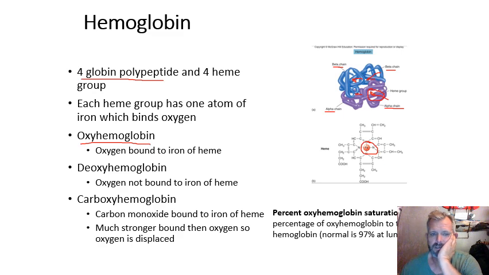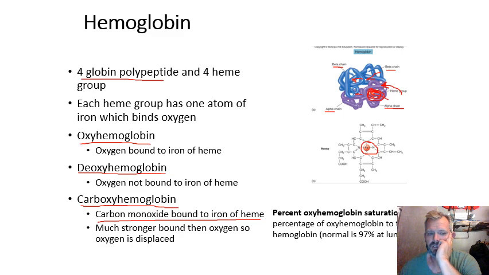And when it's not bound, it's called deoxyhemoglobin. Right? And there's another one called carboxyhemoglobin. This is when carbon monoxide, we'll see, can bind to this heme group. We will also see that some carbon dioxide will bind to hemoglobin, but it won't bind to the actual heme. It will bind to an outer surface of the hemoglobin molecule.